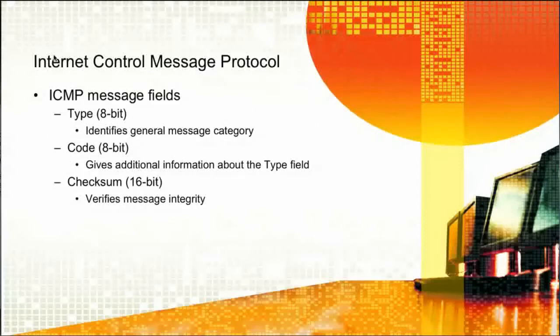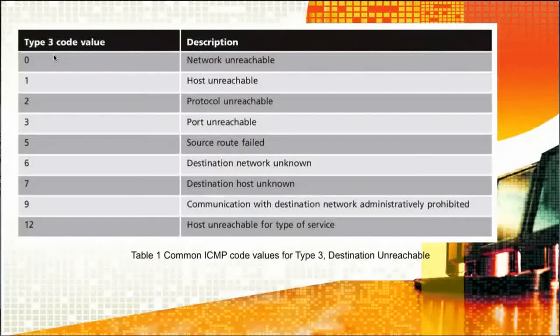The ICMP message field is broken up into types, codes, and then a checksum: an 8-bit type, an 8-bit code, and then a 16-bit checksum. The checksum is there to verify the message integrity, and that it has not been disturbed in transmission. The different codes that you can receive using ICMP are 0, network unreachable, through 12, host unreachable for type of service. It's less important for you to know individually each one of these codes. Just be familiar with the concept of the ICMP codes.